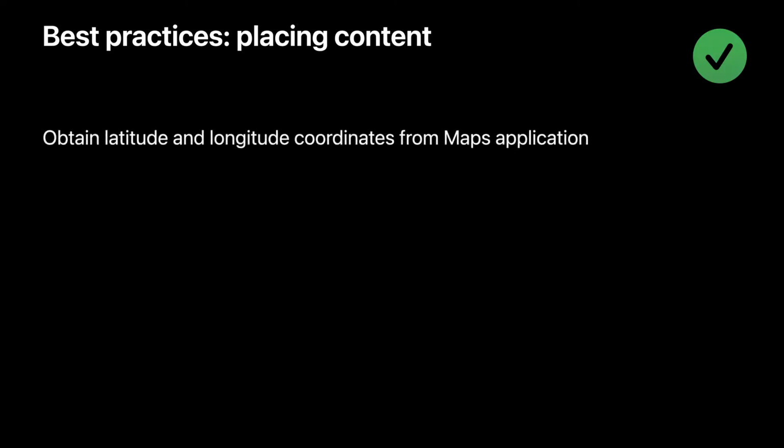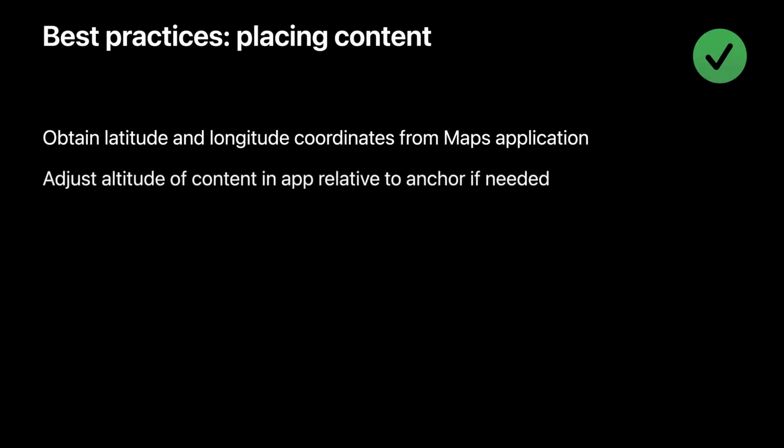We have a few other recommendations for placing content. To obtain latitude and longitude coordinates to place objects, use the Apple Maps app and copy coordinates with at least 6 digits of precision. The steps for this were shown in the video introducing ARKit 4, so please refer there for more details. When creating an application, it's also important to adjust the altitude of the content relative to the location anchor as needed to produce a good experience.